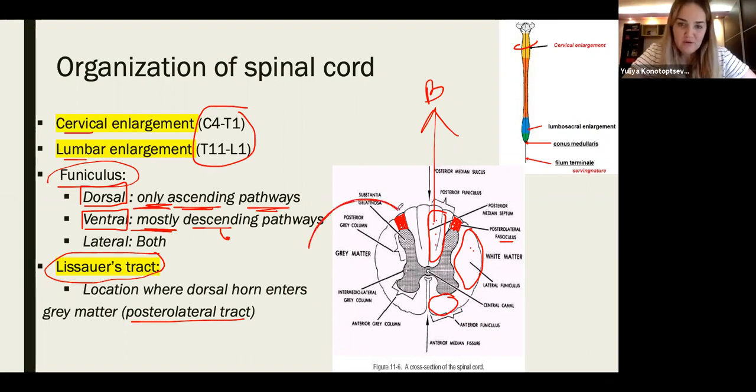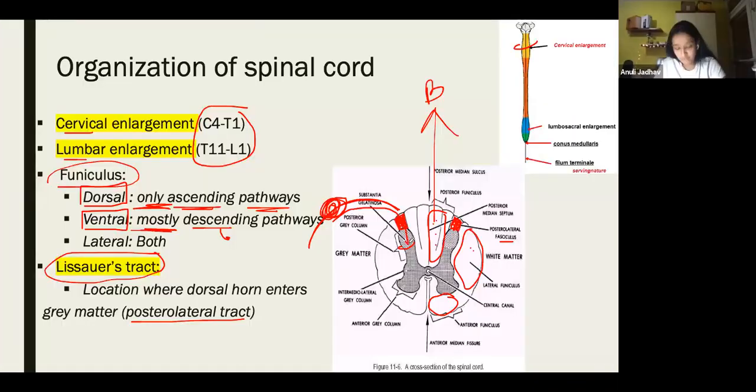Dorsal root will be here. And this is where the dorsal root ganglion is. And you remember that the axons of the sensory neurons are entering this way to the dorsal horn, so they can synapse with the interneurons located here. So you need to remember that Lissauer's tract basically consists of axons of sensory neurons. It's a bunch of axons of sensory neurons which are entering into the dorsal horn. Does it make sense?